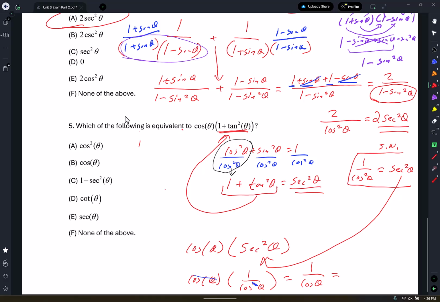And 1 over cosine theta is just what? There it is. Secant theta. Does that make sense? Yes. Did all this make sense? It did, actually. Okay. What's up?